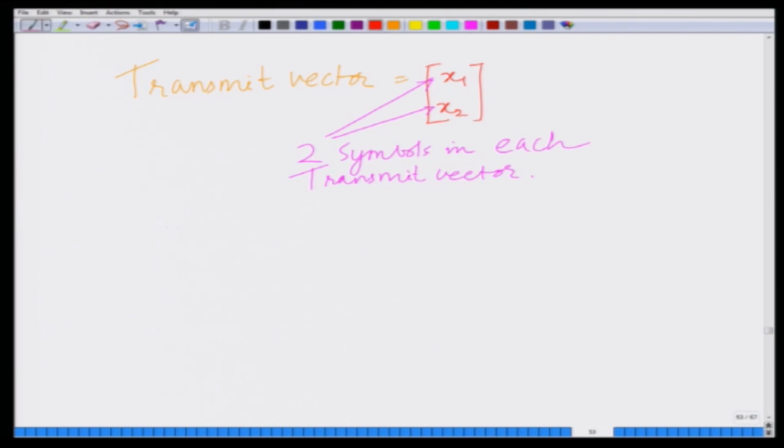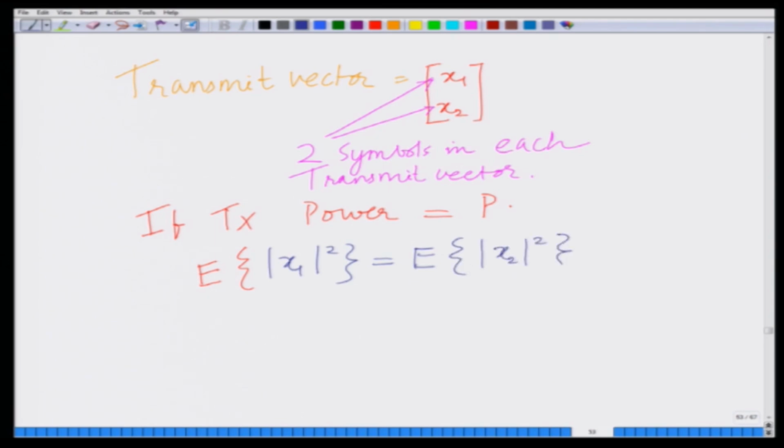Therefore, if the transmit power is equal to P, then the expected value of magnitude x1 square equals the expected value of magnitude x2 square, which is equal to P by 2. That is, if the total power is P, then this power has to be divided equally between the two symbols. Therefore, the power in each symbol is P by 2.